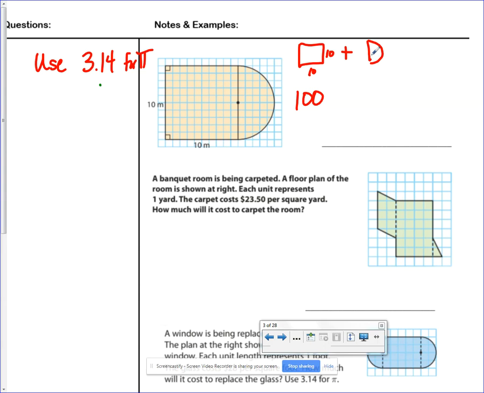Now, careful here. This is a semicircle, all right? And normally when I do a whole circle, I go pi r squared. But this is just half of a circle, so we're going to have to divide this thing by 2. So let's take a look here. I need to find the radius.